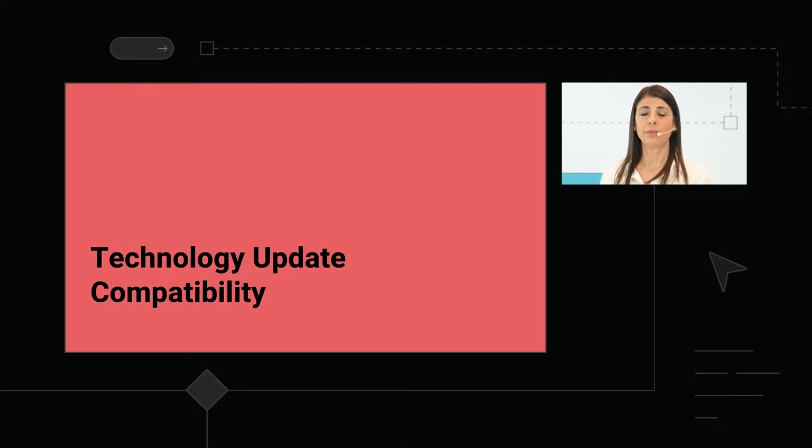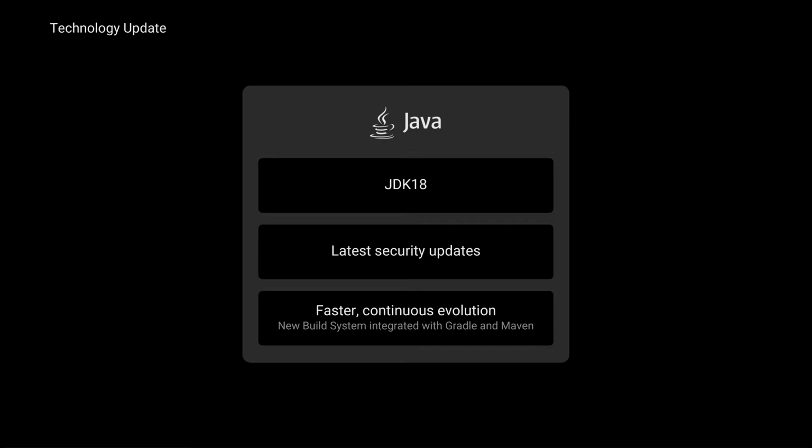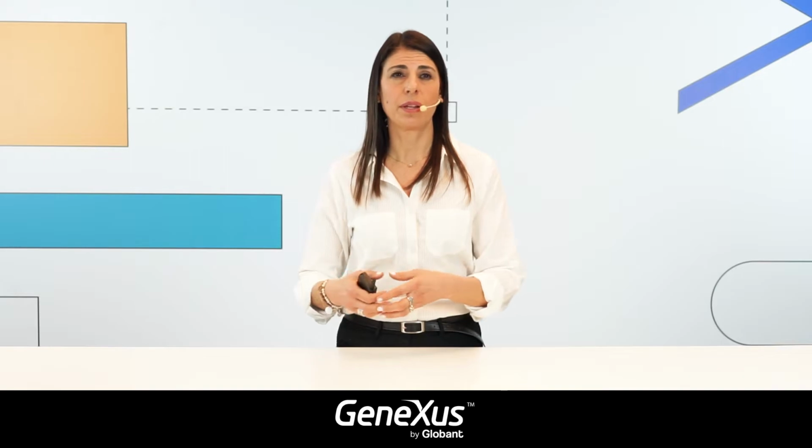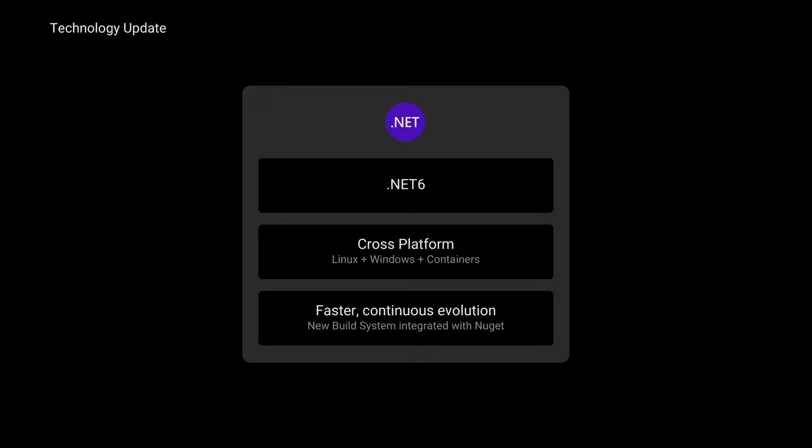In terms of the updating and compatibility of the technology, we have created updates in all the generators that we have for GeneXus. For the Java generator, we are generating with a JDK18 version that allows us to have many security updates, and we have also changed the build system, using Gradle and taking the Maven packages, which allows us to update the components of the generator in a much easier, quicker way. The .NET generator has been updated to the 6th version, which is the last version released by Microsoft, and it allows us to create cross-platform versions much more quickly.